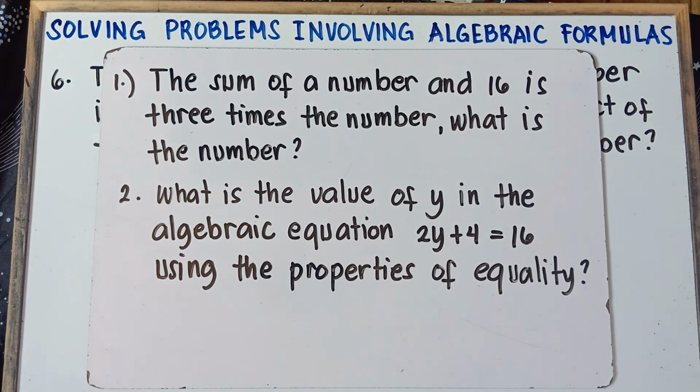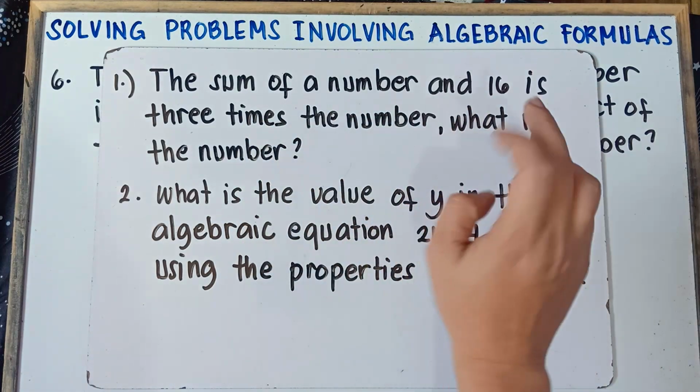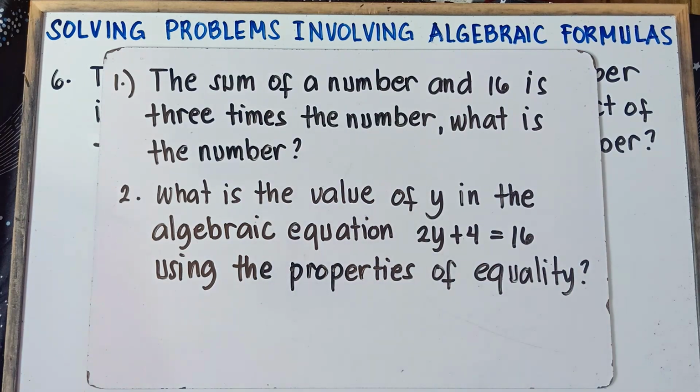We actually answered numbers 1 to 5 in part 1. For example, the sum of a number and 16 is 3 times the number. What is the number? We have many examples in part 1 of our video, so feel free to see that video. Let's focus now on part 2, that would be numbers 6 to 10.